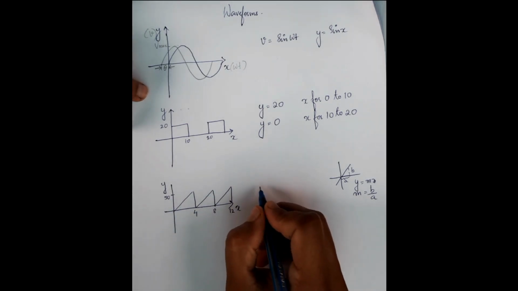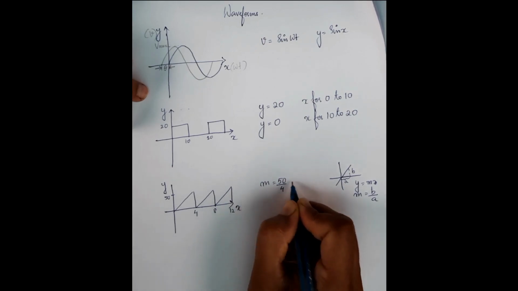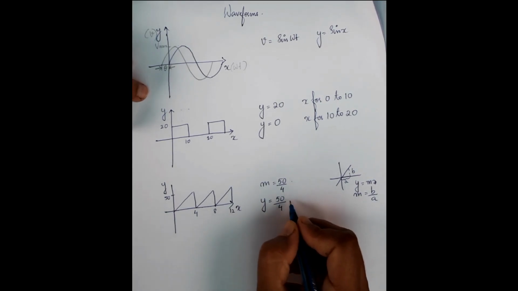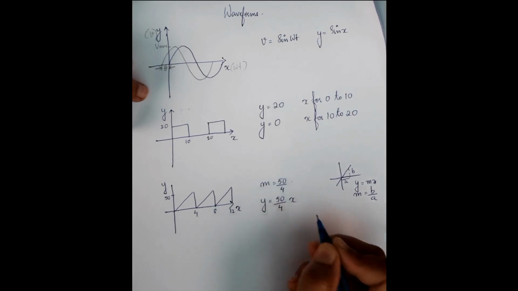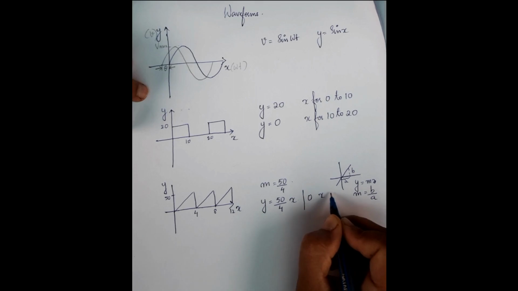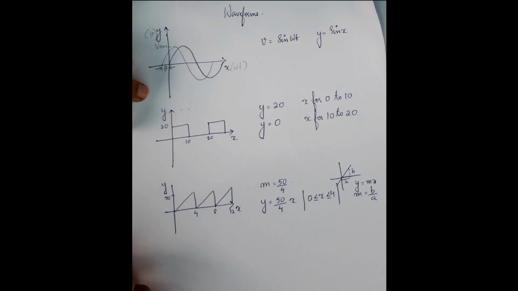So here we have m as 50 by 4. So the equation becomes y equal to mx, or 50 by 4 times x, for x between 0 to 4, which we can represent like this. X is greater than 0 but less than 4. These are the three basic waveforms that we should know.